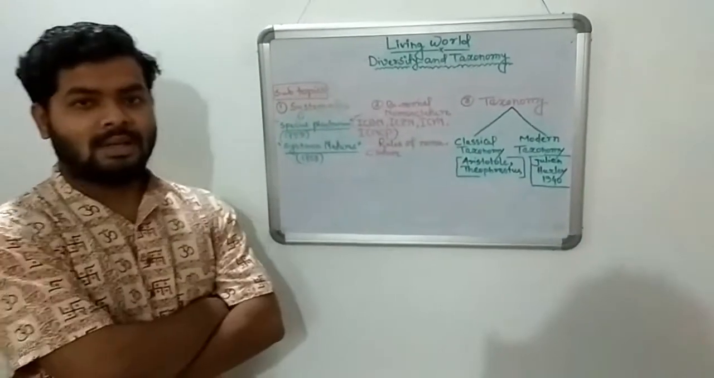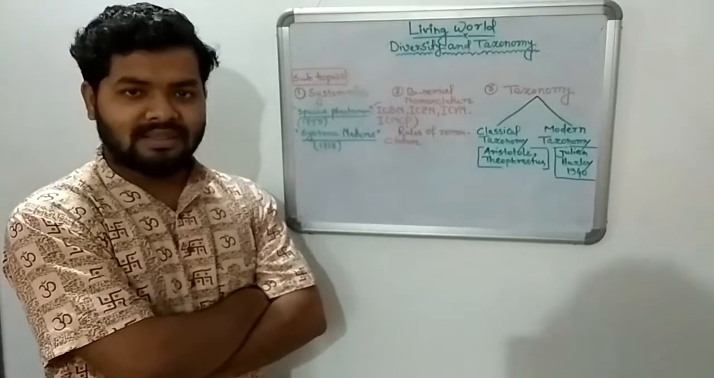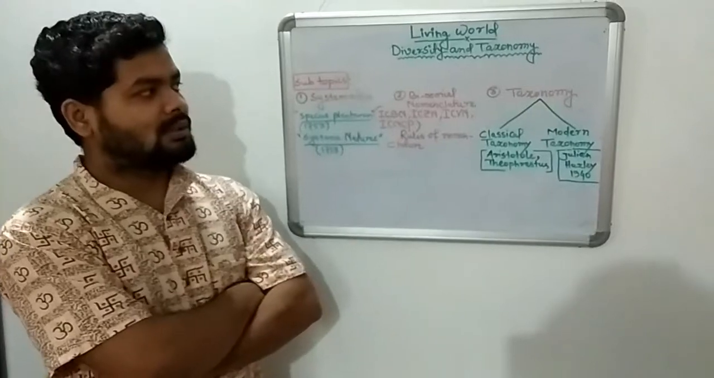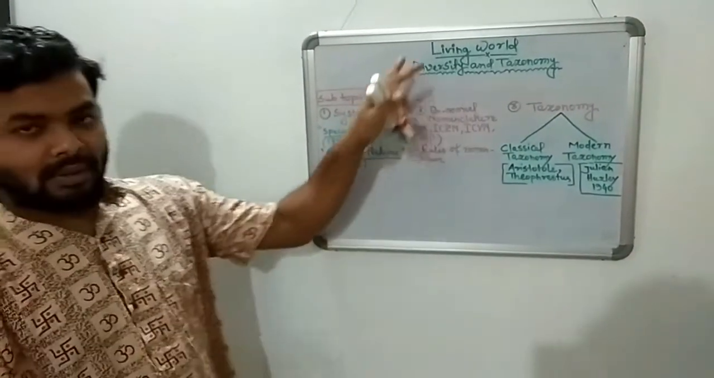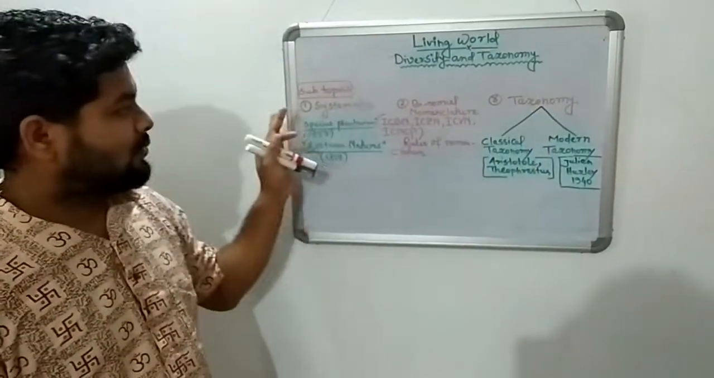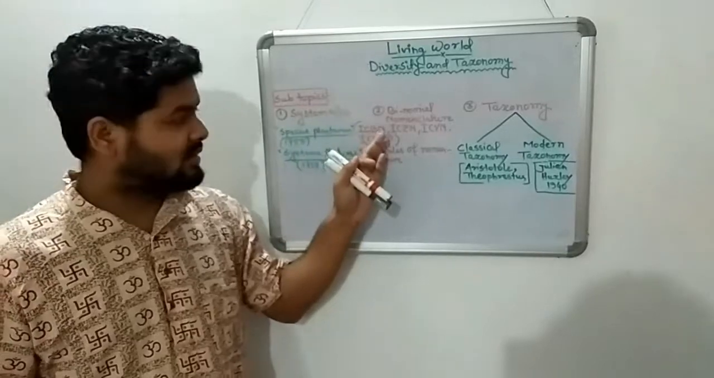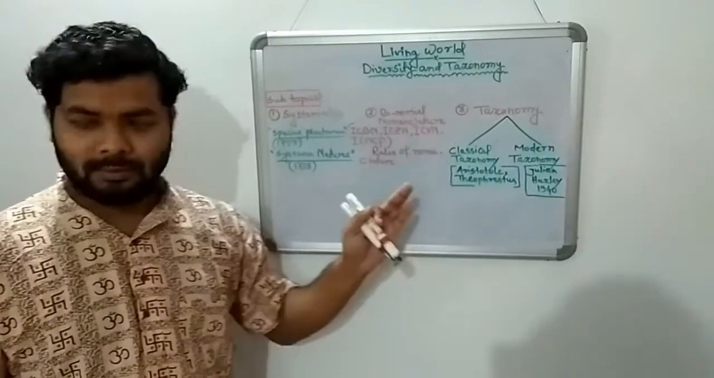Hello students, today we will discuss the first chapter of class 11, which is the living world. Within this living world, the diversity and taxonomy. From this chapter, the following subtopics are there: systematics, binomial nomenclature, taxonomy and so on.